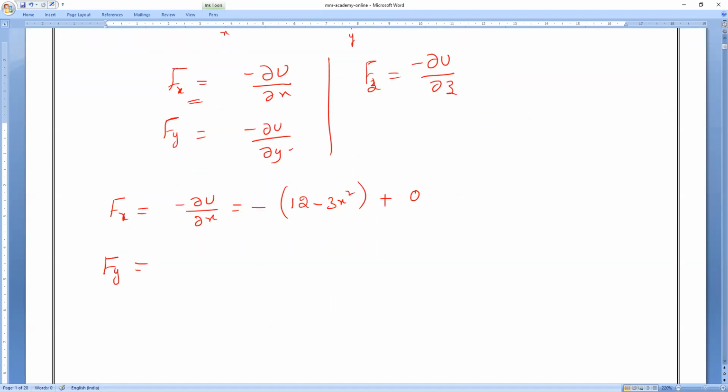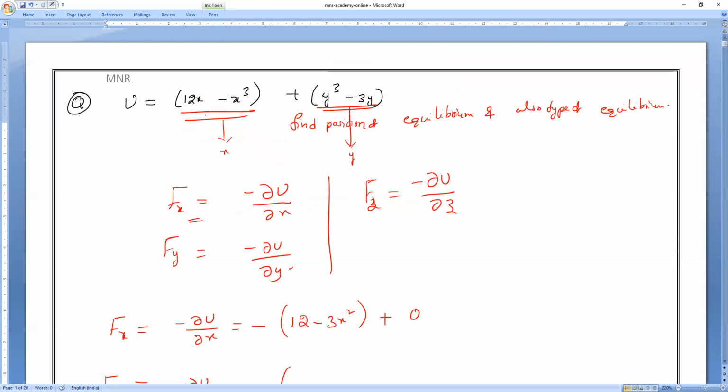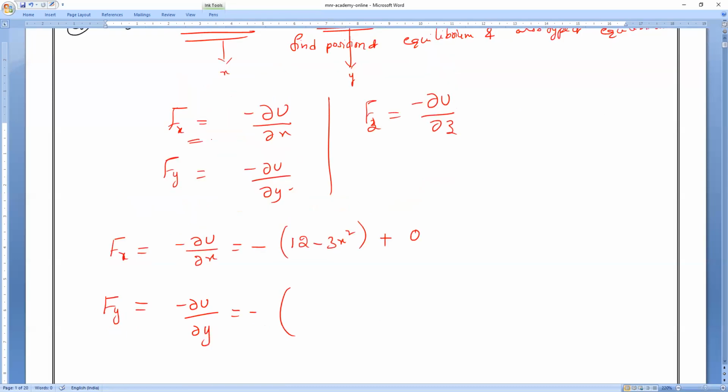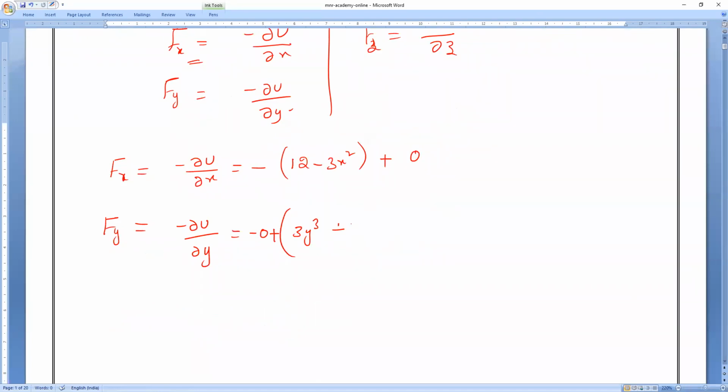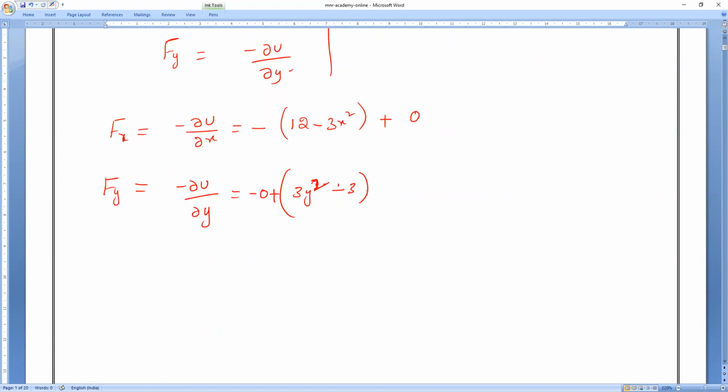Next, in the same way, with respect to y, x will become 0. So minus del u divided by del y, which is minus of, with respect to y, x is 0, plus y cube gives 3y square, and minus 3y gives minus 3. So this is about the x and y directions.